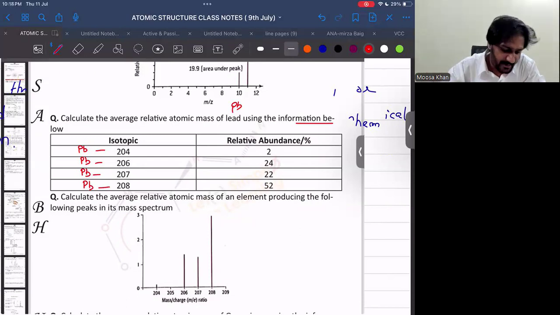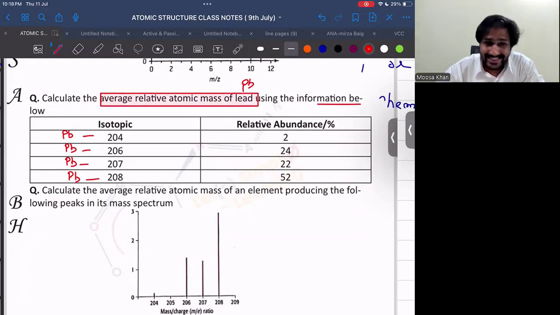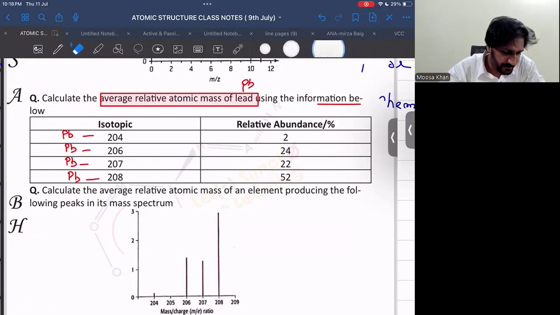Yes, beta, can you find the average mass of lead, or relative average atomic mass of lead, by using these isotopic abundances? Here we do not have 2 isotopes, we have 4 isotopes. So you have to take the average of all the 4 isotopes on the basis of their percentages.